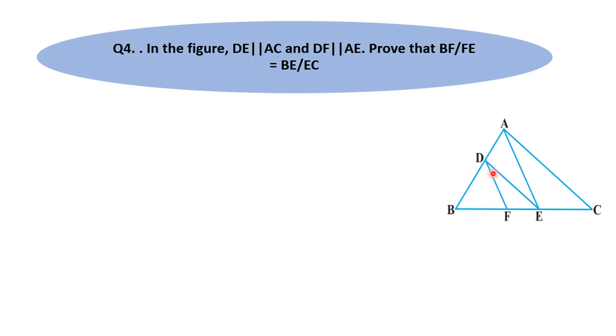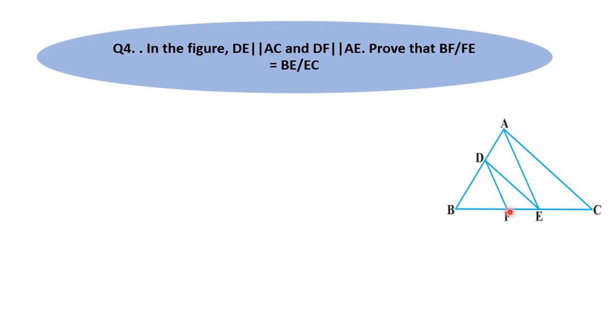Now let's come to question number 4. In the figure, DE is parallel to AC. This side DE is parallel to the side AC and this side DF is parallel to side AE. We have to prove BF upon FE is equal to BE upon EC. Again in this figure, we have two triangles. We have to identify the triangles according to the given parallel lines.